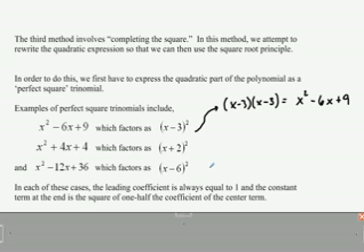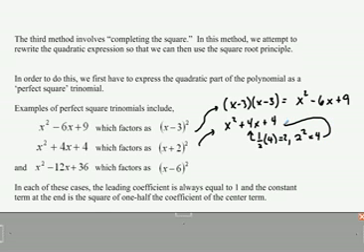In each case, the leading coefficient is always equal to 1, and the term at the end is the square of 1/2 of the coefficient of the middle term. So let's take, for example, x squared plus 4x plus 4. If you take half of 4, you get 2, and you'll note that the square of 2 is equal to 4, which is our very end term. And the same thing is true for our last one, where we have x squared minus 12x plus 36.